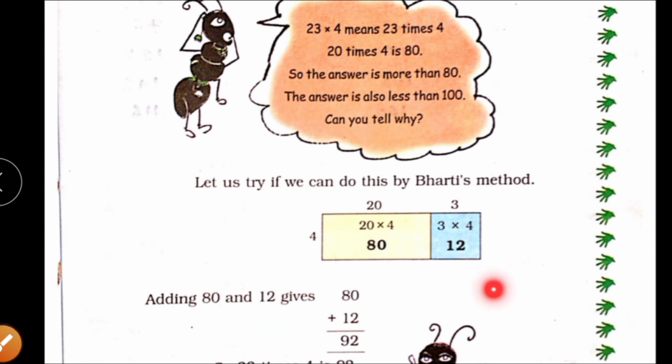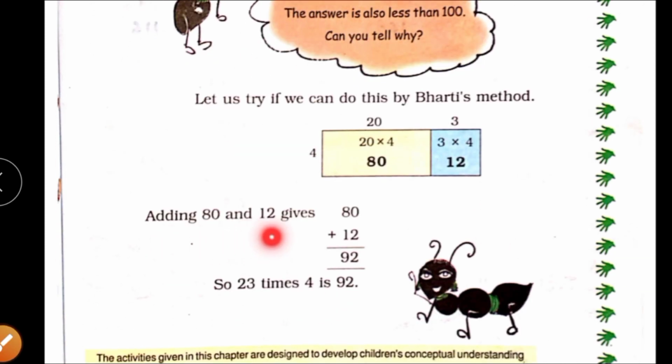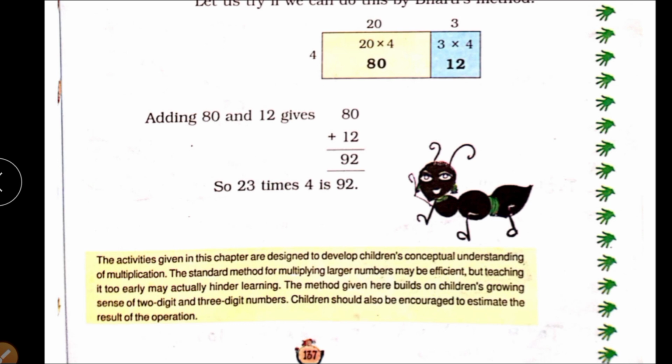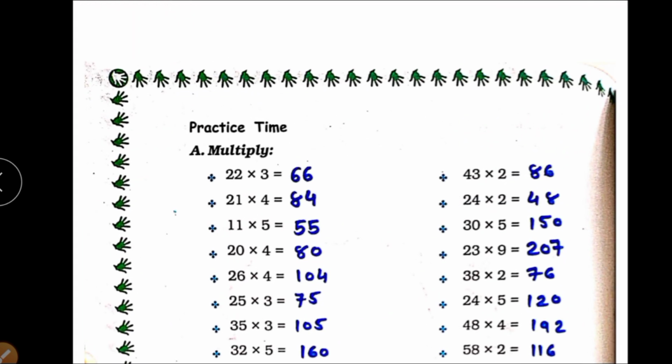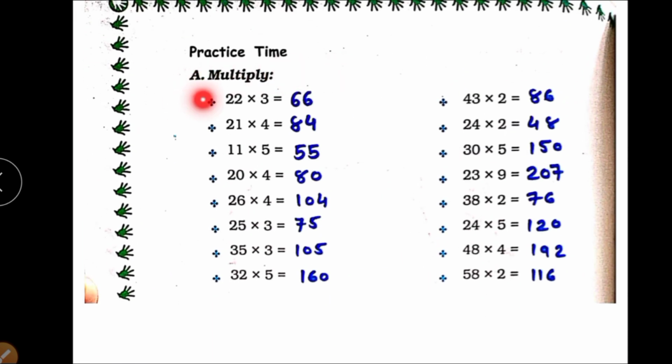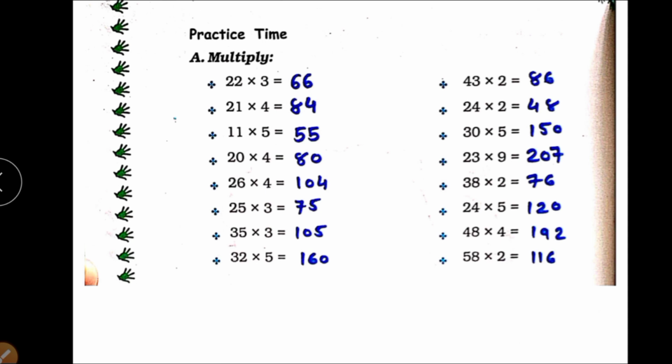Okay. Adding 80 and 12 gives 80 plus 12. 0 plus 2 is 2, and 8 plus 1 is 9. So 23 times 4 is 92. Now next, practice time. Multiply.